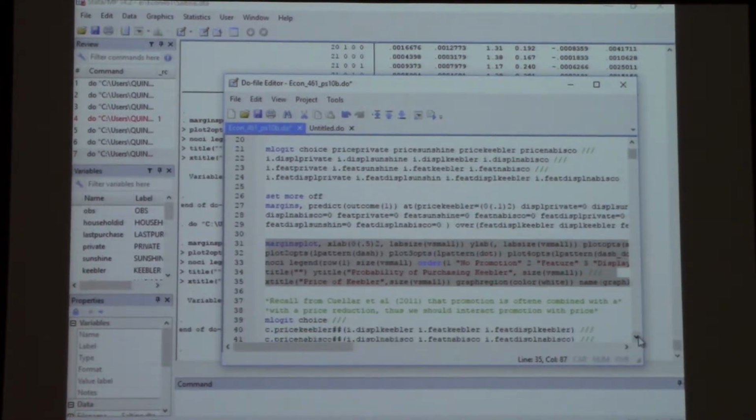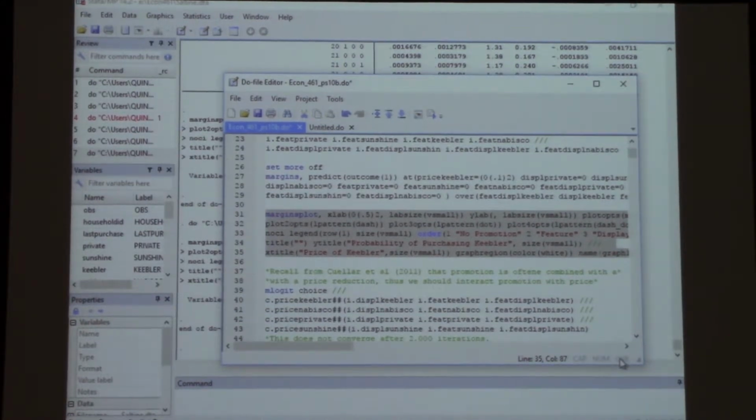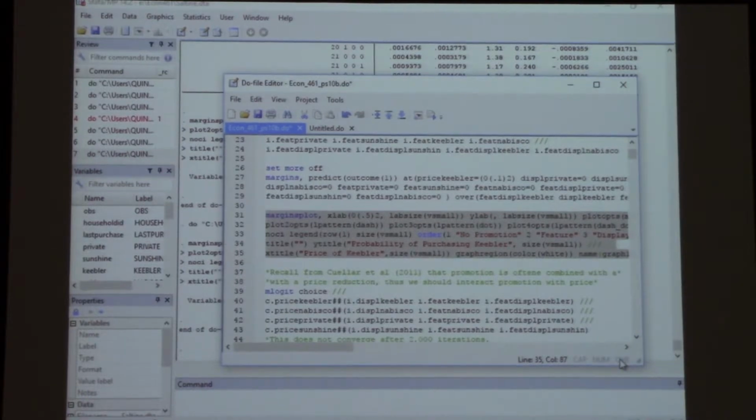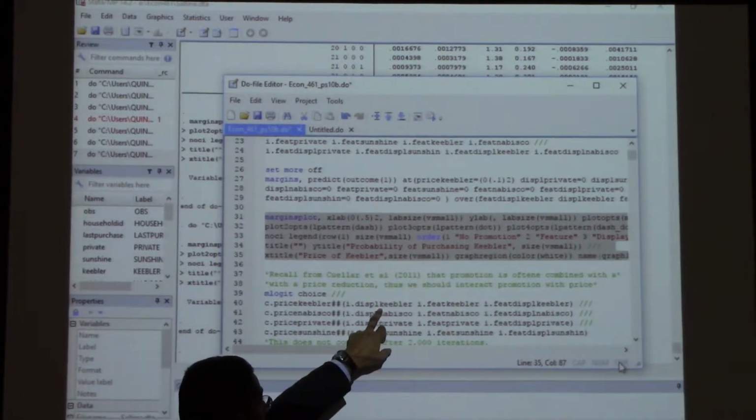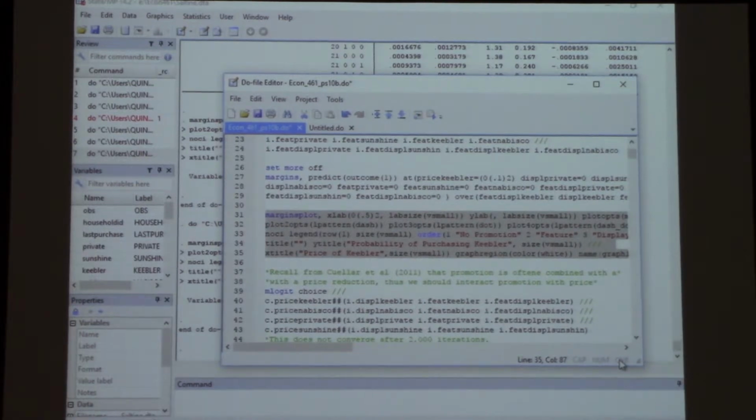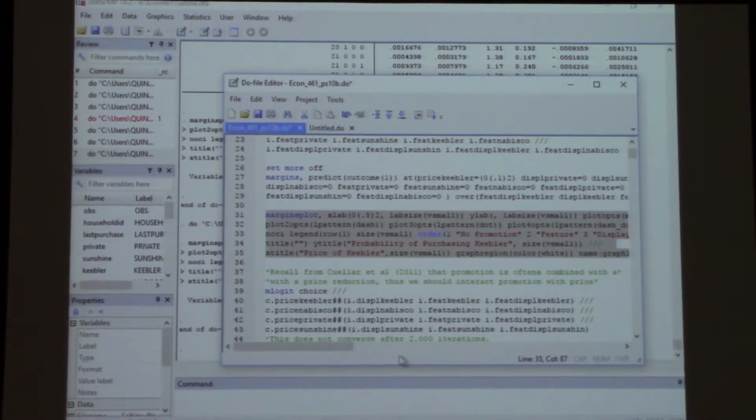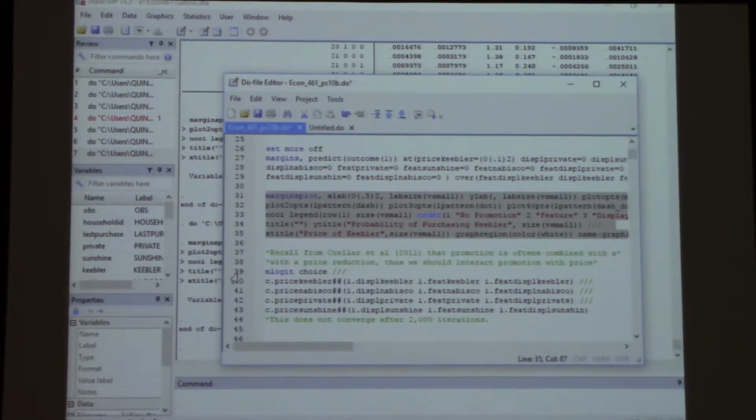So here is the model with the double hashtag, price multiplied by all the individual effects. So we're going to get the dummy and the interaction effects. The problem is, as it says, this won't converge after quite a few iterations.